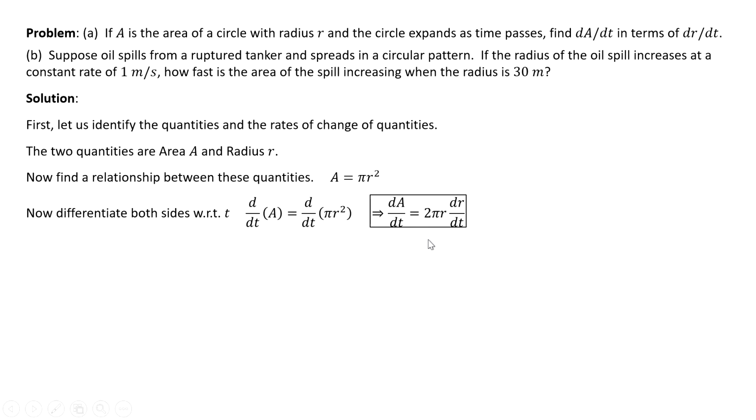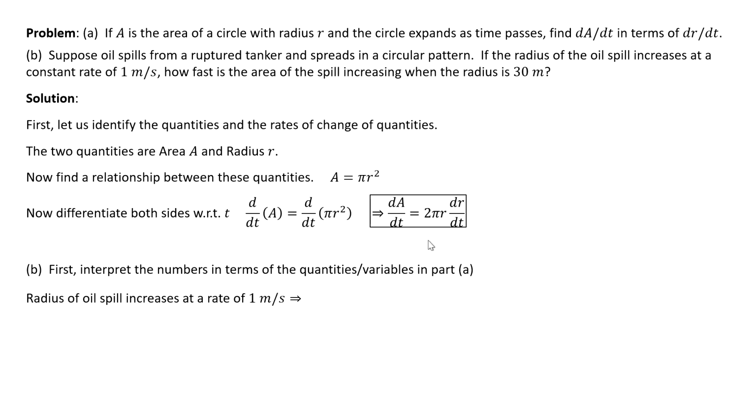Now, is part B related to this? Suppose oil spills from a ruptured tanker and spreads in a circular pattern. If the radius of the oil spill increases at a constant rate of 1 meter per second, how fast is the area of the spill increasing when the radius is 30 meters? For that, you have to interpret the numbers in terms of the quantities and variables. What do we make of that? If the radius of the oil spill increases at a constant rate of 1 meter per second, what do you think has been given to us?